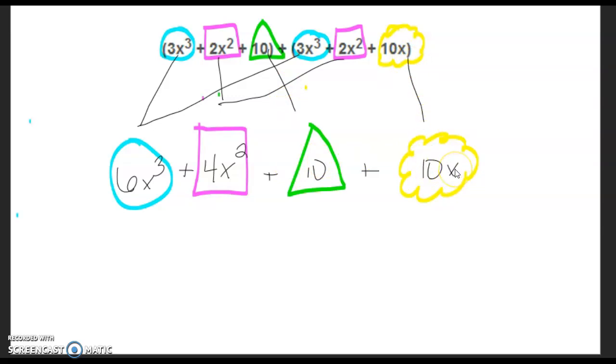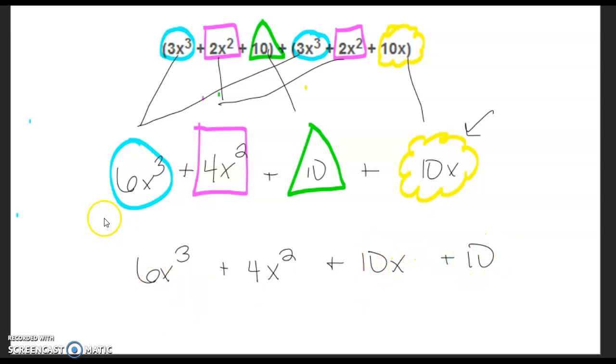Now, again, this is not going to be in this order. The 6x to the third is first. It's the highest degree. The second highest degree is 4x to the second. But actually, the cloud has a higher degree than the triangle because they want variables in front. So it's probably going to be in that order.